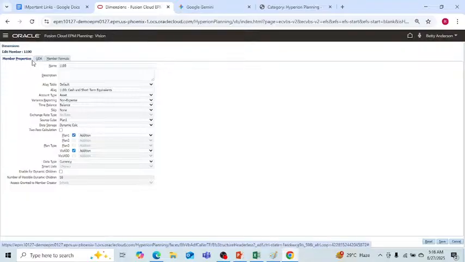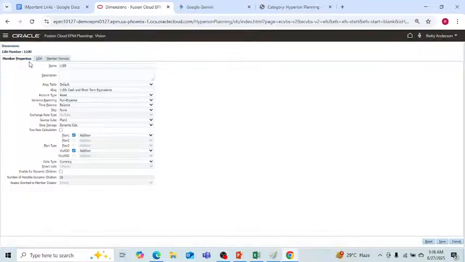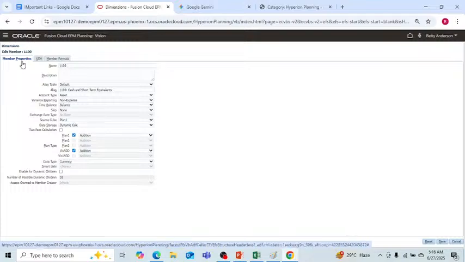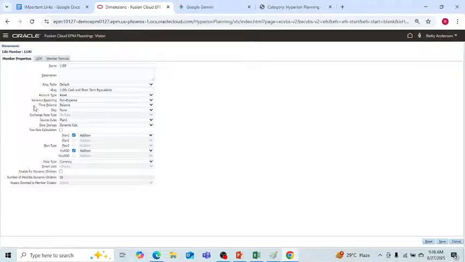So here we have discussed what the member properties of the accounts dimension are and how they are useful for doing the planning as well as the forecasting. I just forgot to show you one thing that is very important, specifically for data storage.